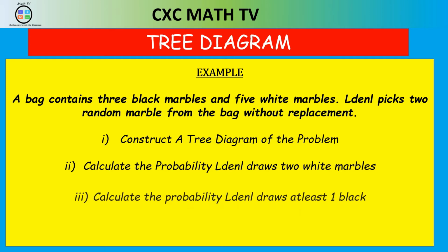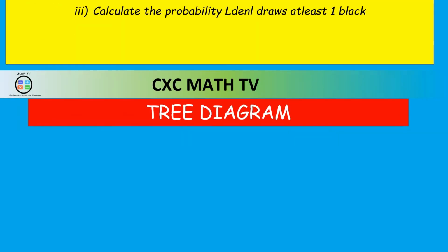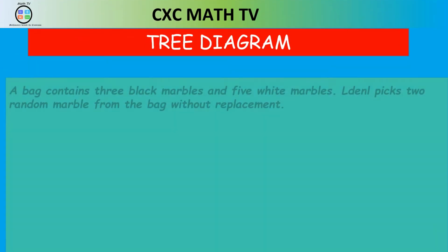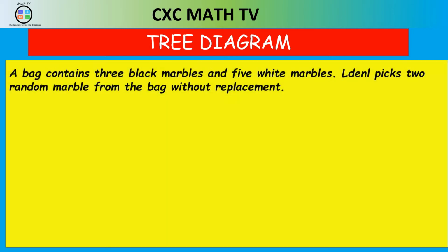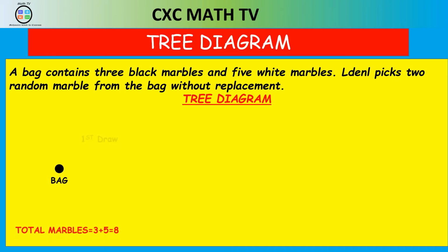To draw the tree diagram, the first thing is we're going to use a little dot to represent the bag. The total marbles in the bag is 3 black marbles plus the 5 white, so that is 8. On the first draw, how many black are there? 3. How many white? 5. So the chance of getting a black is 3 out of 8, and the chance of getting a white is 5 out of 8.